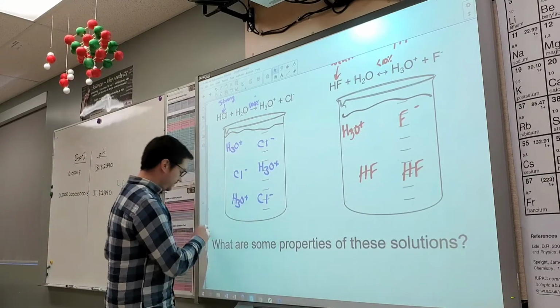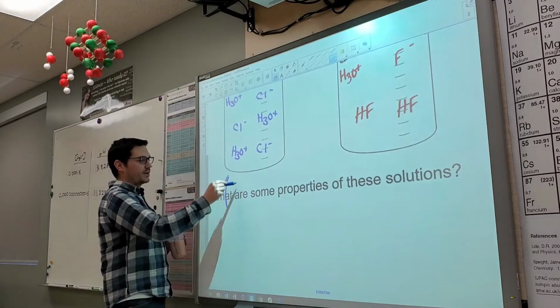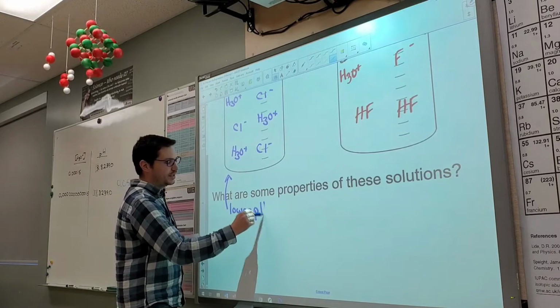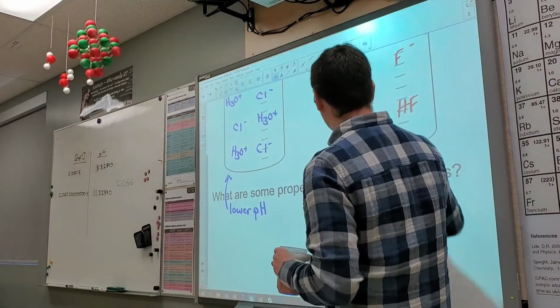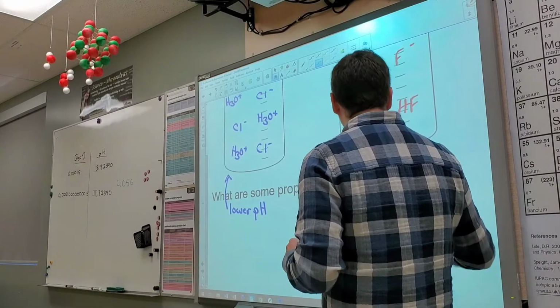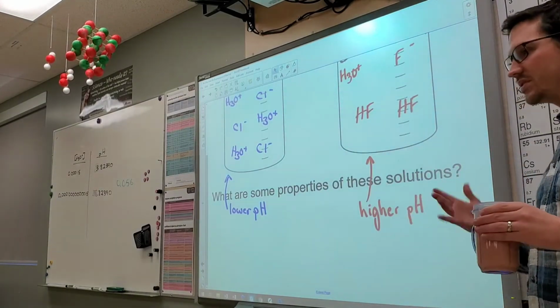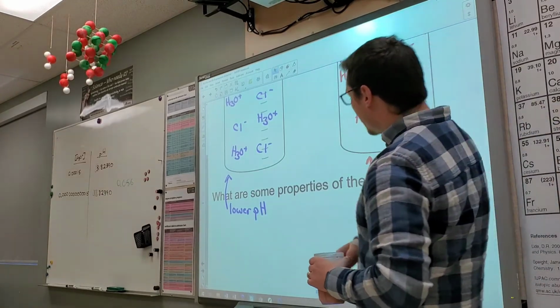So this one right here will have a lower pH, and this one here will have a higher pH. I don't mean higher as in higher than 7. I just mean they're both acidic, just one's lower and one's higher than each other. Okay.